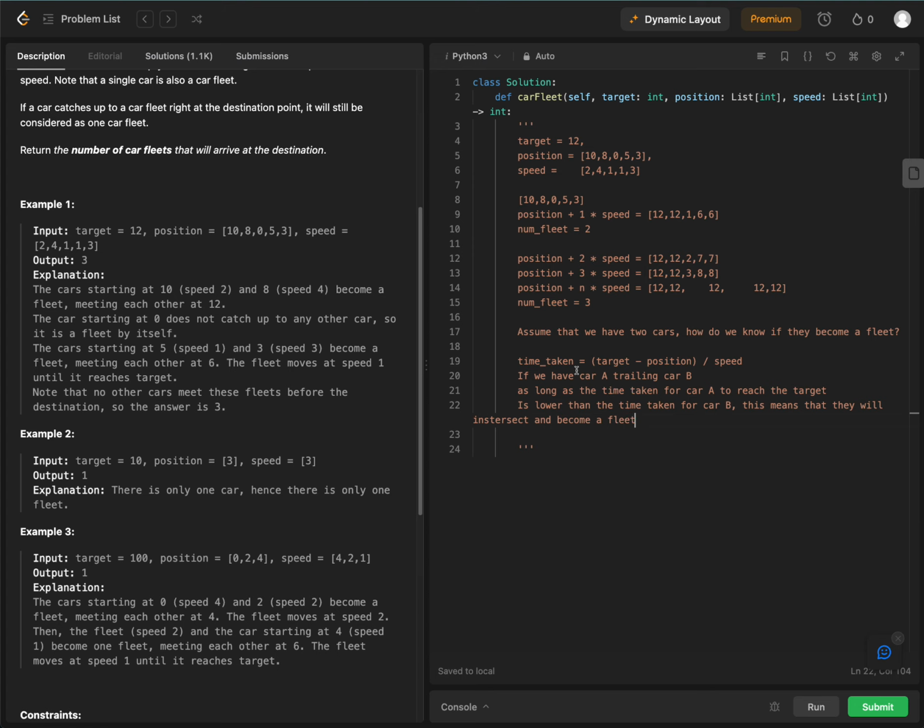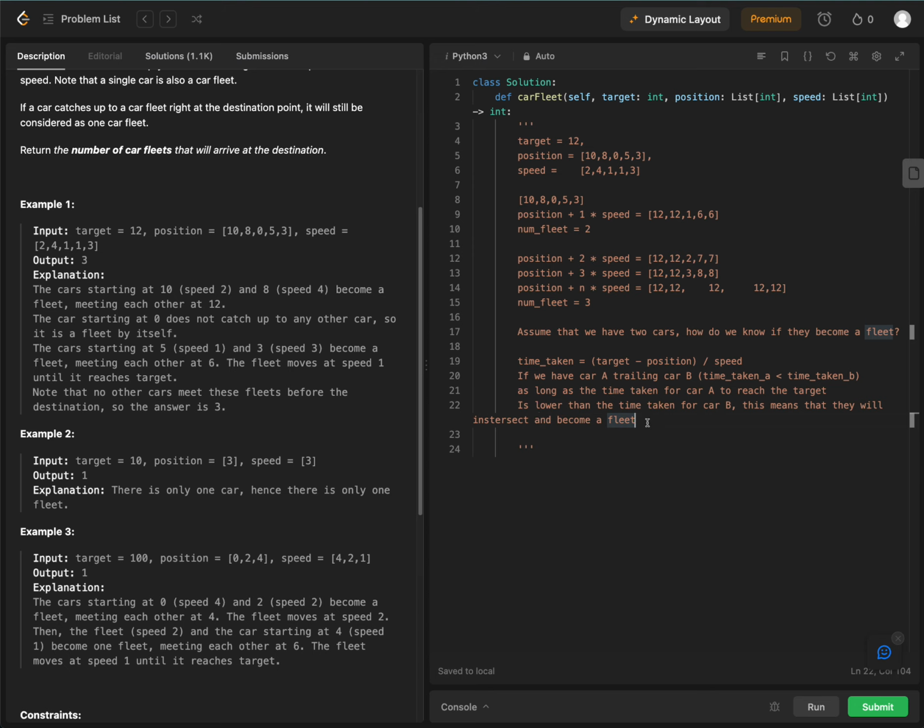So essentially this is the key here. This formula is very important. We have something like time taken A less than time taken B. So this is essentially formalizing this in terms of a formula that we can work with. And if the time taken for A is lower than the time taken for car B, this means they will intersect and become a fleet.